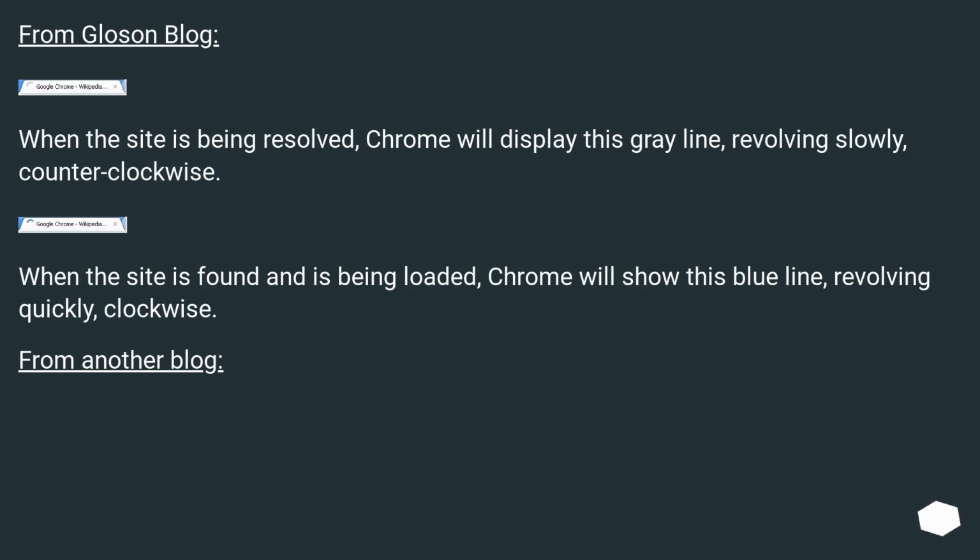When the site is being resolved, Chrome will display this gray line, revolving slowly, counterclockwise. When the site is found and is being loaded, Chrome will show this blue line, revolving quickly, clockwise. From another blog.